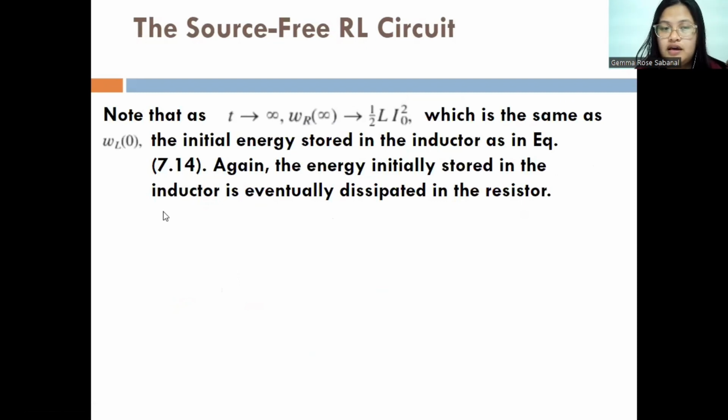We should note that as t goes to infinity, w_R(infinity) goes to 1/2 L I0 squared, which is the same as w_L(0), the energy initially stored in the inductor, as in equation 7.4. Again, the energy initially stored in the inductor is eventually dissipated in the resistor.